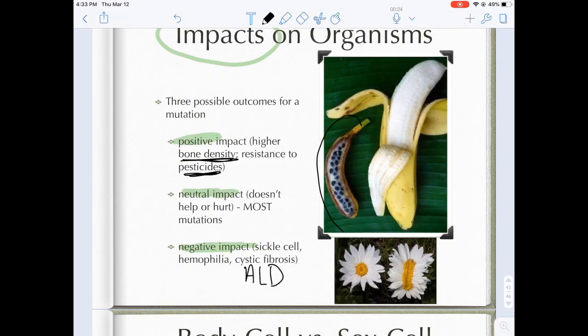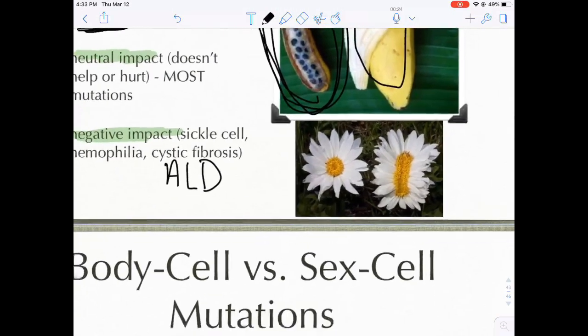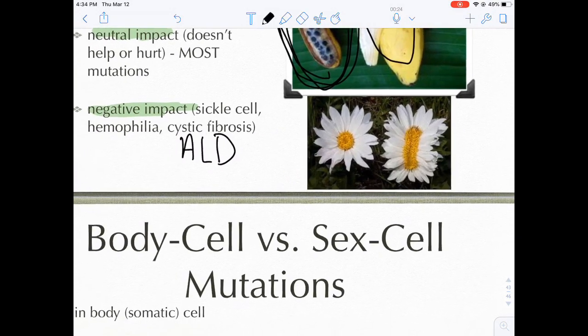Like for example, this is a wild banana. So you can see the seeds, they're very large. The fruit isn't so large, but we have kind of mutated it, and this is the banana that we eat. So we kind of appreciate that. But here is probably what you think of more when you think of a mutation.